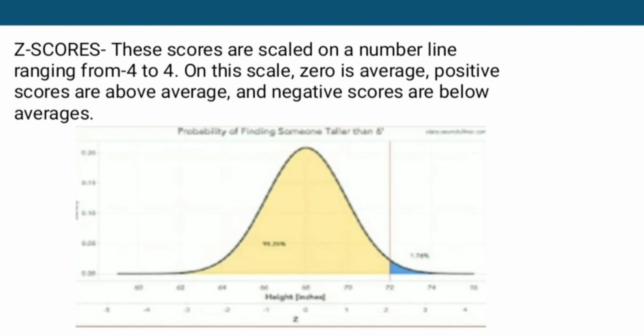So it means that these scores are scaled on a number line ranging from -4 to 4. On this scale, 0 is average, so positive scores are above average and negative scores are below average. A z-score is a numerical measurement that describes a value's relationship to the mean of a group of values.